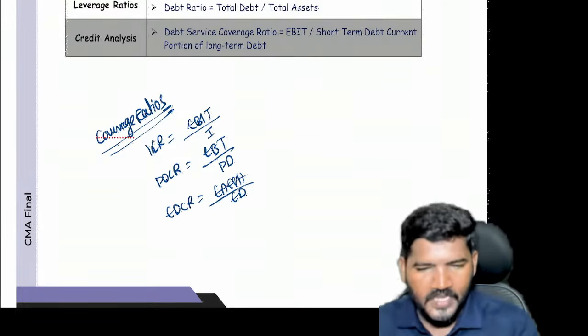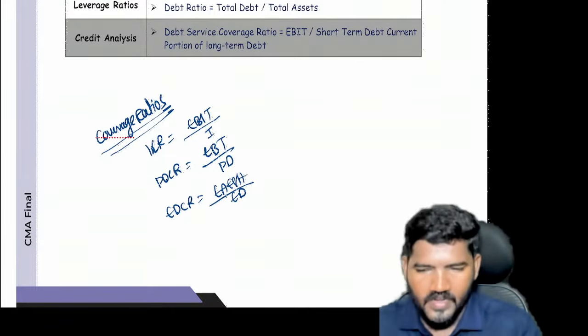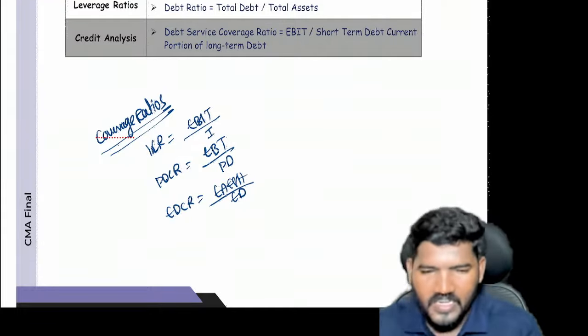How many times a company is able to pay its interest, preference dividend, or equity dividend, we measure using this concept called coverage ratios.